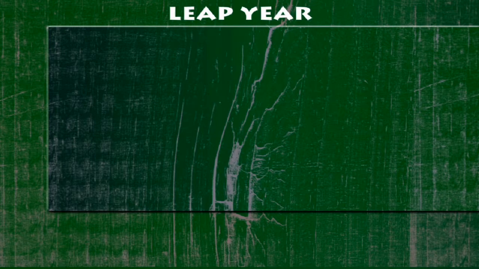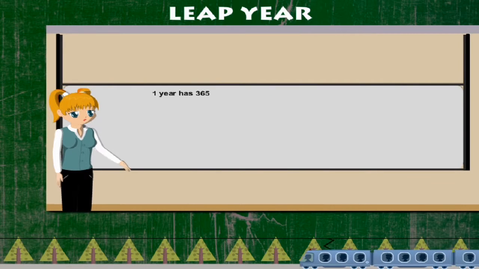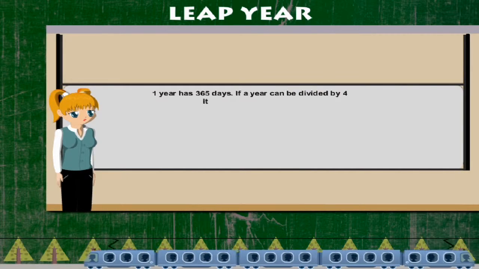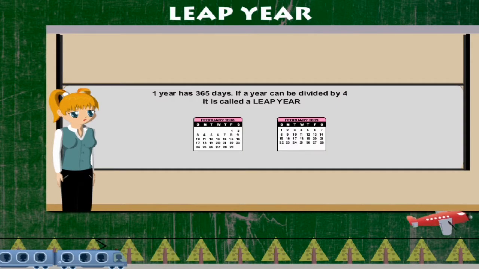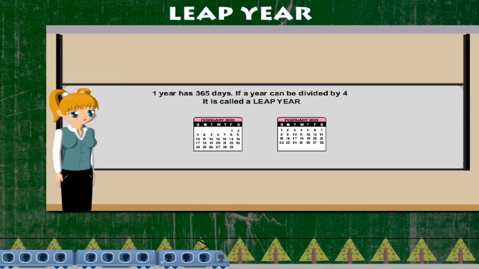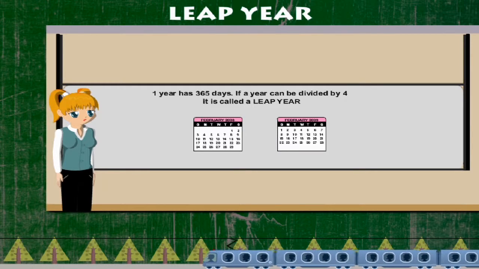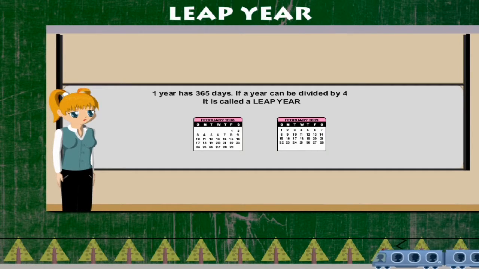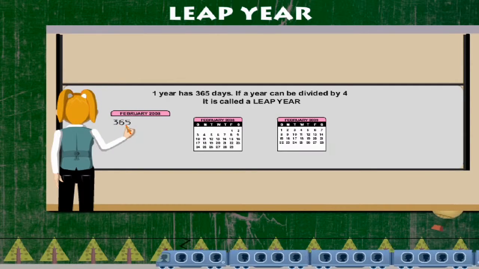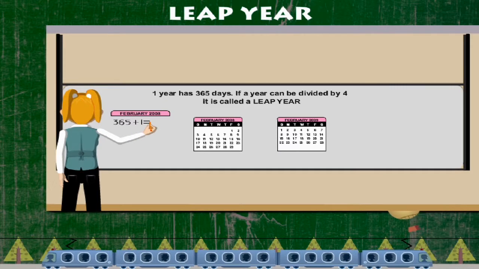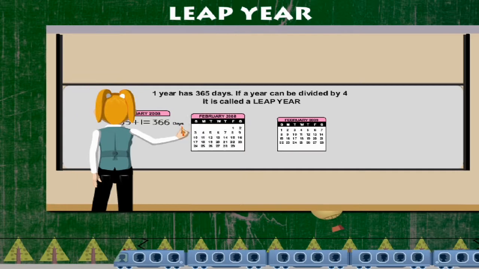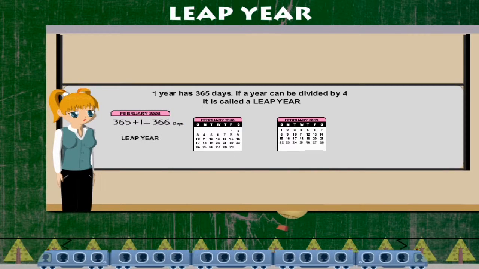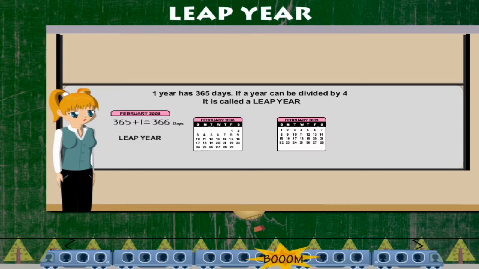Leap year. 1 year has 365 days. If a year can be divided by 4, it is called a leap year. The leap year has 29 days in February. Watch the calendar. February 2008 has 29 days. This means 365 plus 1 equal to 366 days. And 2008 is a leap year.